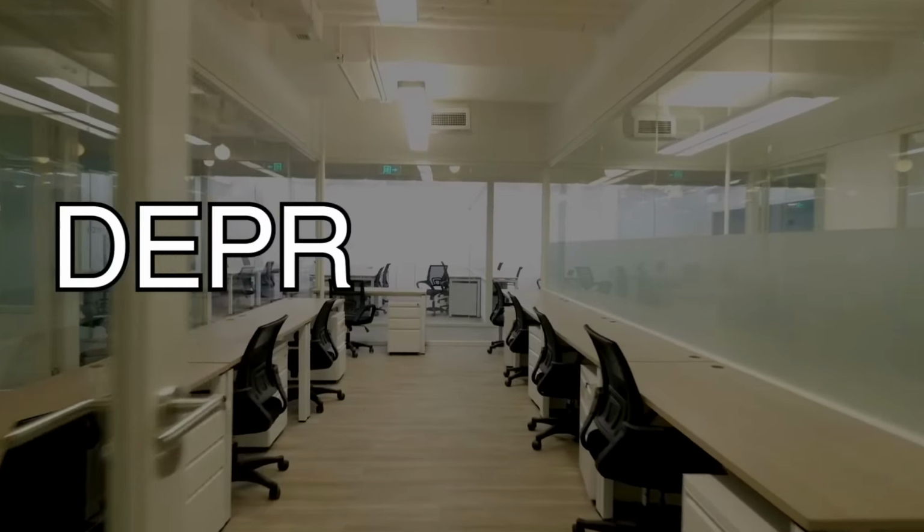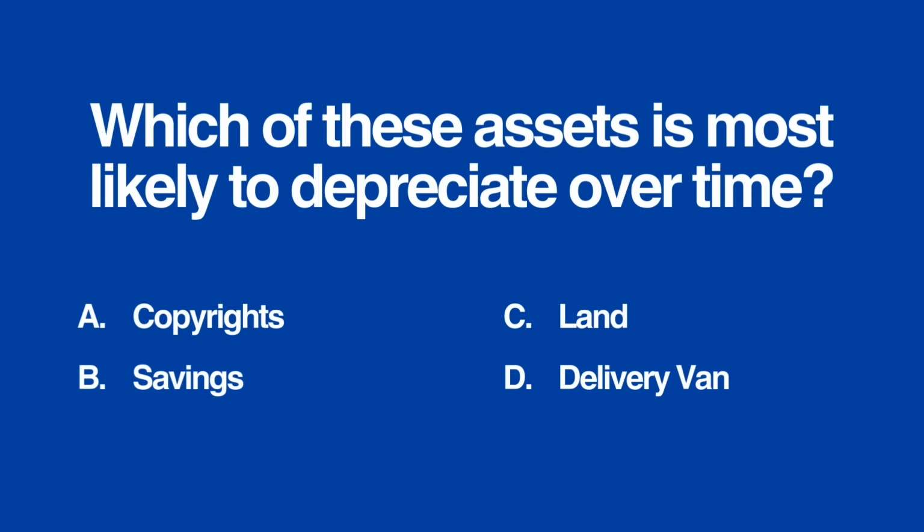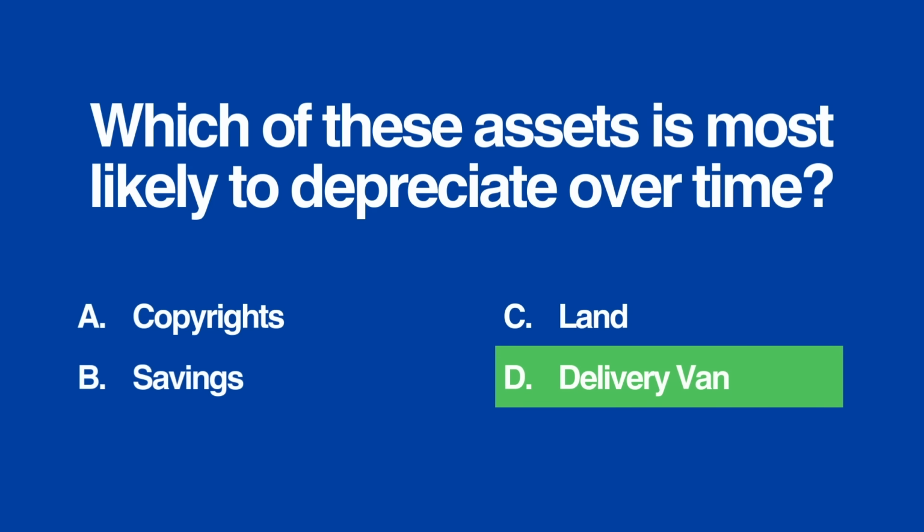Our next word is depreciation. Depreciation. This is a key business English word, and it means the reduction in value of an asset over time. Our example sentences: companies calculate depreciation for tax purposes. Which of these assets is most likely to depreciate over time? A. Copyrights, B. Savings, C. Land, or D. Delivery van? The correct answer is D. Delivery van.